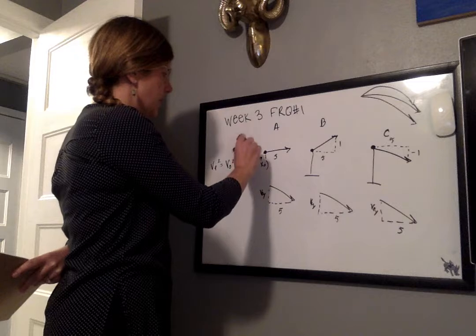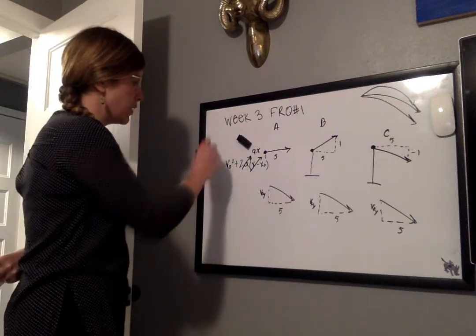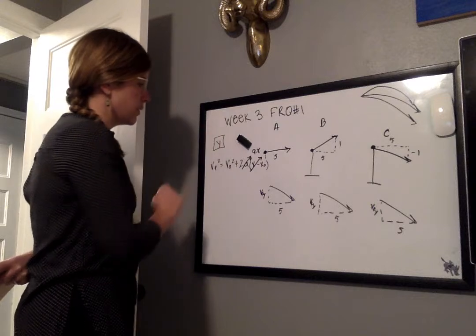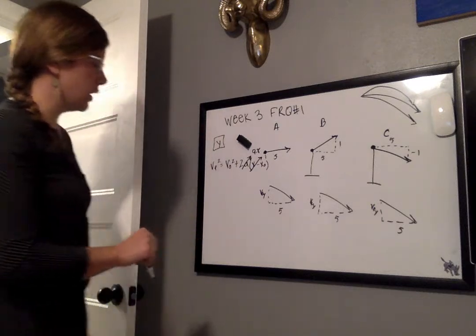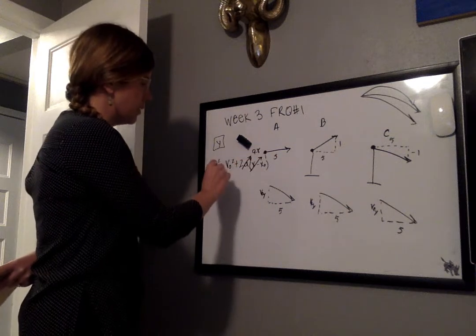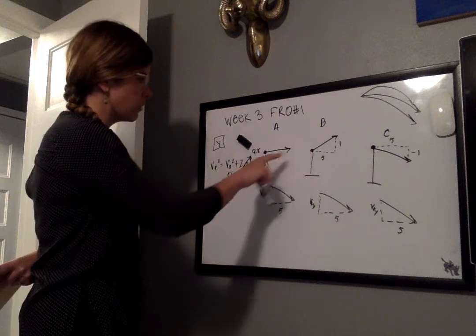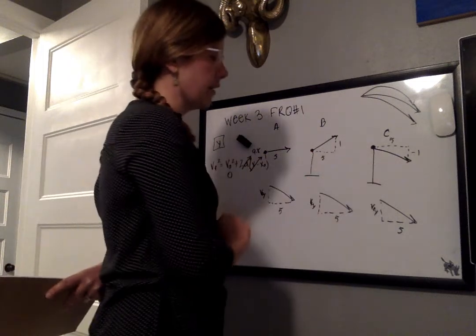Acceleration we know is 9.8 on Earth. Initial velocity, and remember this is only in the y direction because we're trying to find this final velocity here. In this case, A is 0. This case is 1. This case is negative 1.